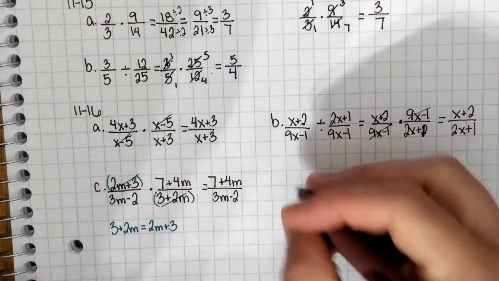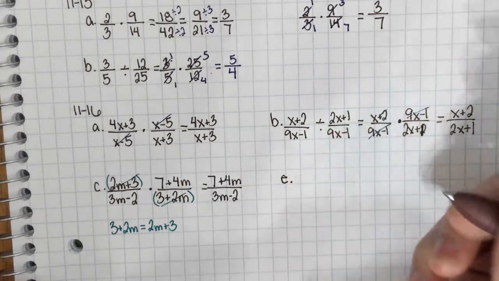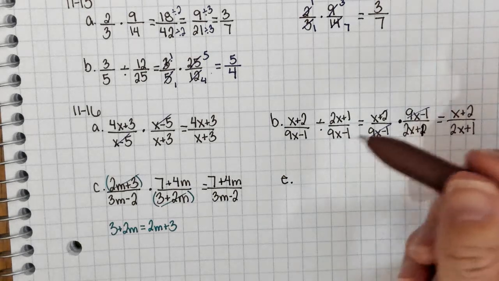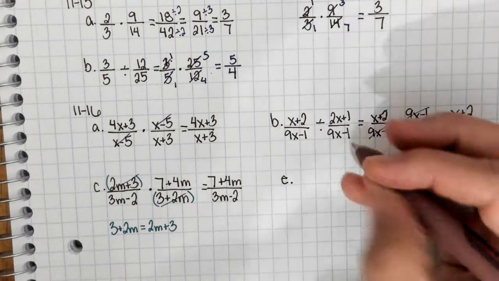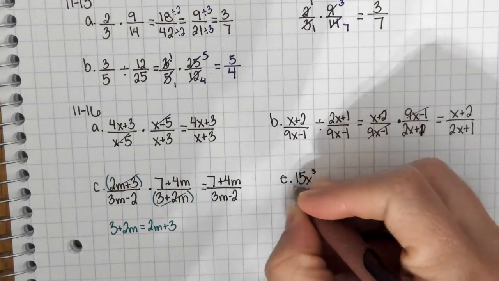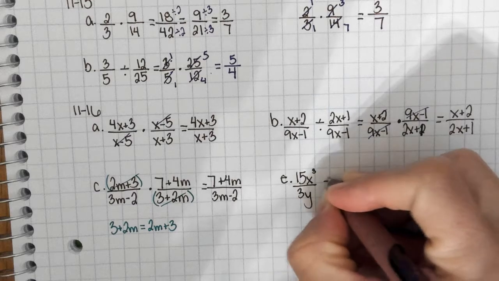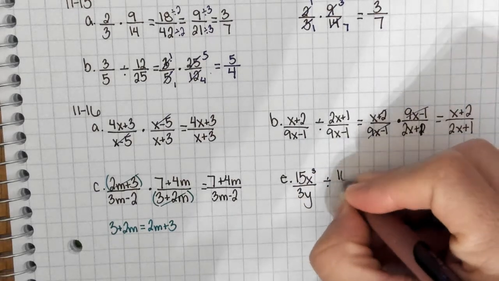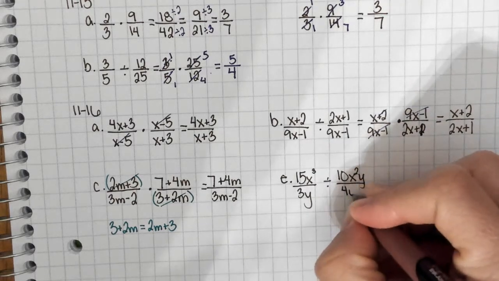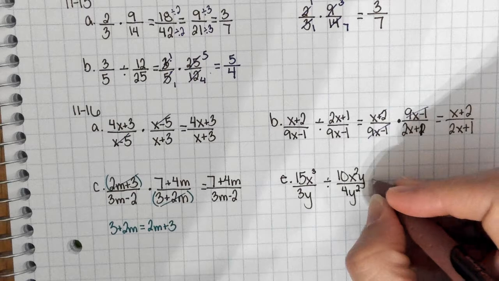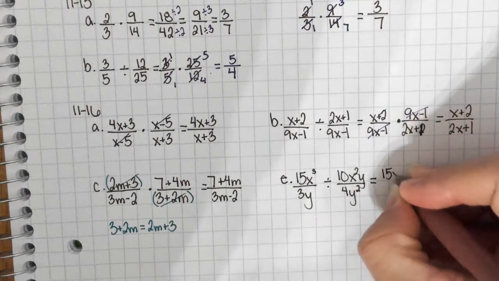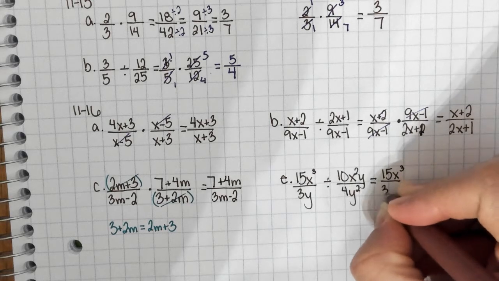I'm going to skip to part E, just going over some of these. On part D, it has the cubed up top, so you might just want to write that out 3 times. But part E is 15x cubed over 3y divided by 10x squared y over 4y squared. The first thing I'm going to do is flip my second fraction and make it multiplication.